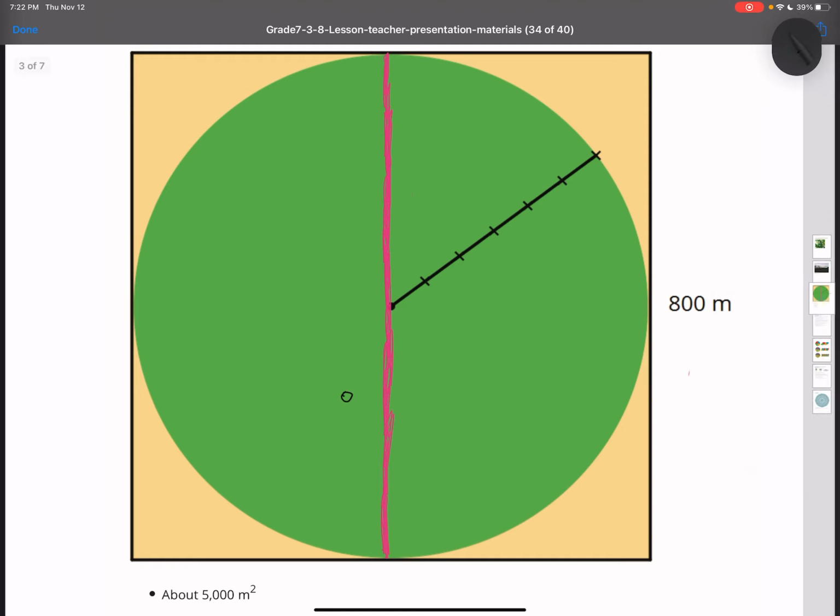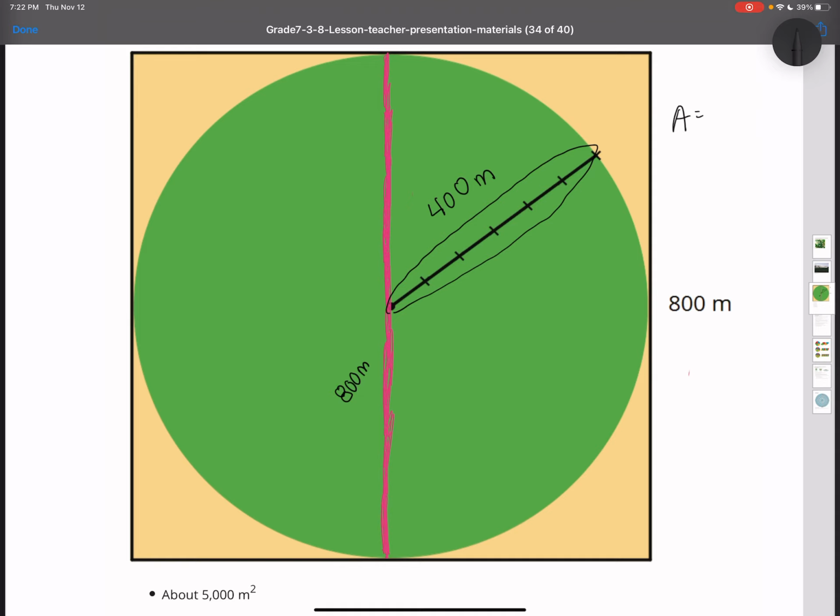So if the diameter is 800 meters, what will be the radius, which is right here? What would be that radius? If you guessed 400, you are absolutely correct. 400 meters. All right. Now, of course, we need to know the area formula so you guys know the process and what's going on.